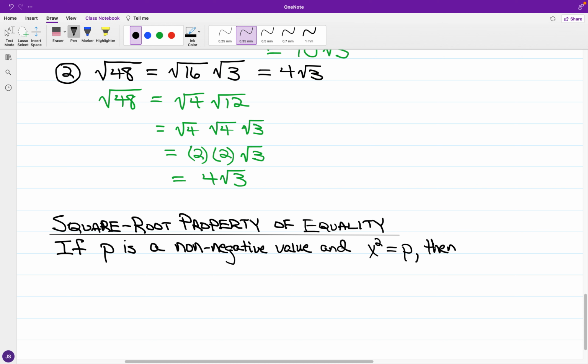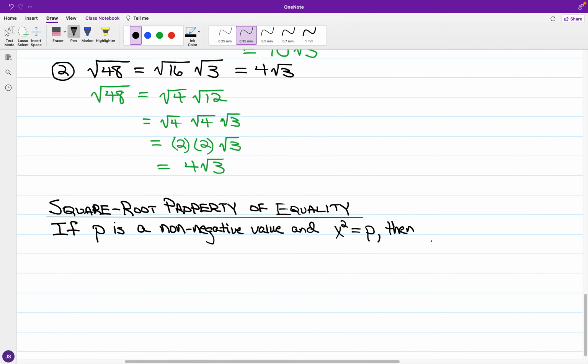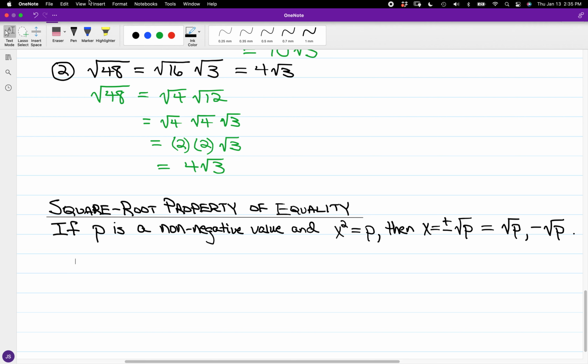then what's going to happen here is that with the square root property of equality, as we go from x squared equal to p to just what we have in x, we're going to have that x is equal to plus or minus the square root of p. Just itemizing, you have the square root of p as the positive solution, and for the negative possible solution we have minus the square root of p.